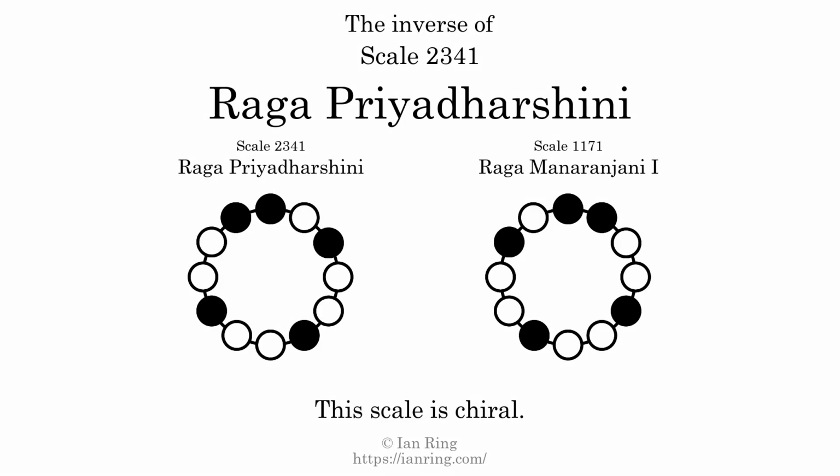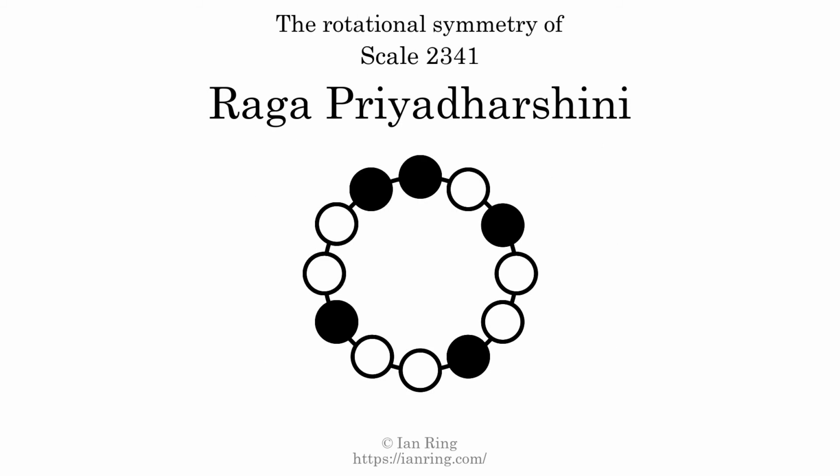The inverse of a scale is a mirror image. It is what you get when the sequence of intervals is reversed. The inverse of this scale is scale 1171, also known as Raga Priyadharshini. This scale is chiral. It cannot transform into its inverse by rotational transformation. This scale has no rotational symmetry.